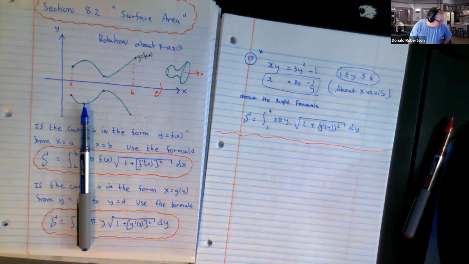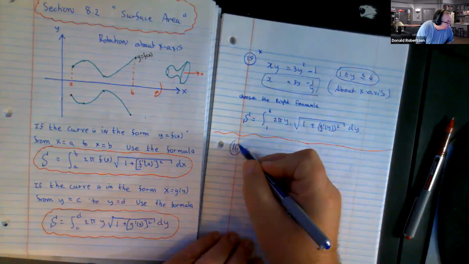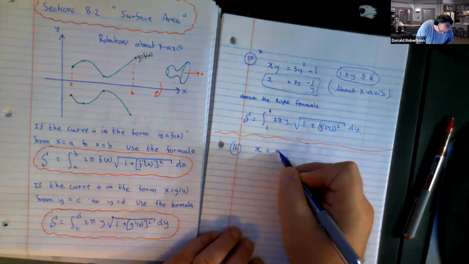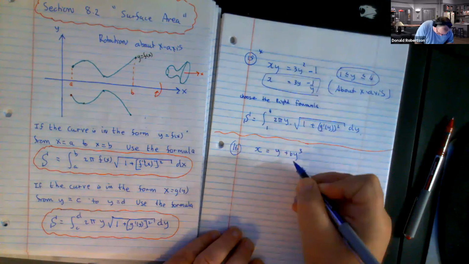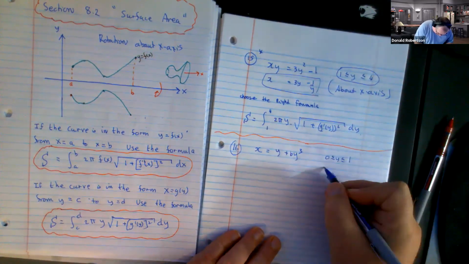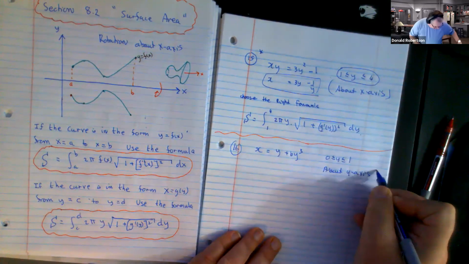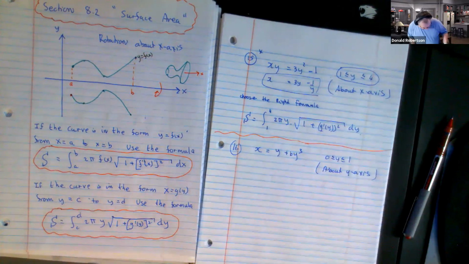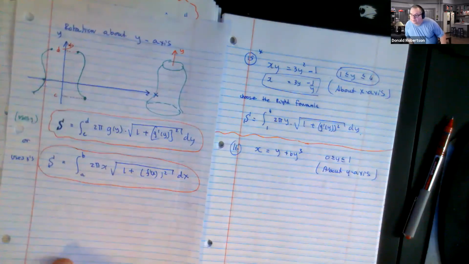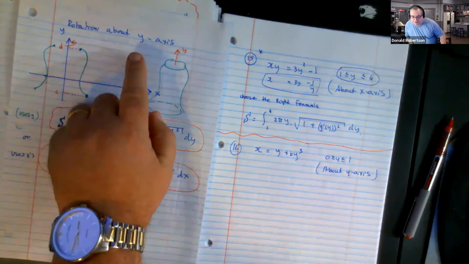Question 16 is basically good to go. But let's write it down and see what we have. We have this curve from y equals 0 to 1, and it's going to be about the y-axis. Now, since it's being rotated about the y-axis, doesn't it make it one of these two? Right. This is the two that you use when you're rotating about the y-axis.